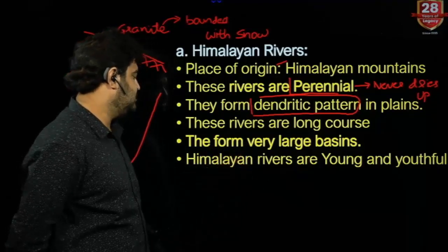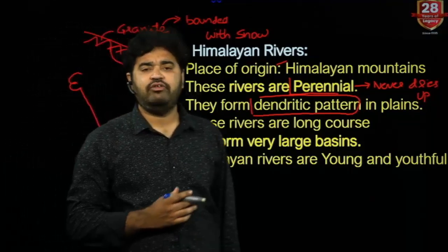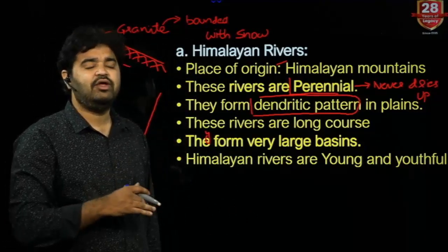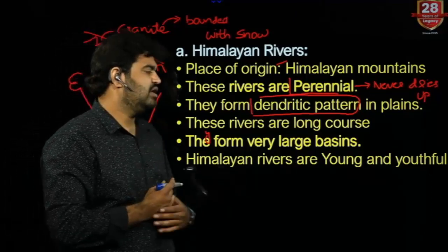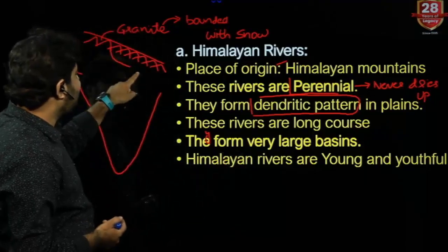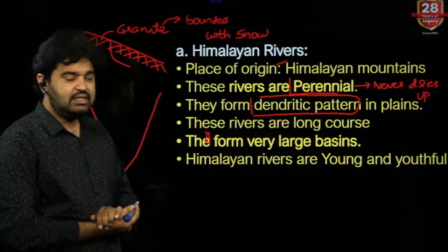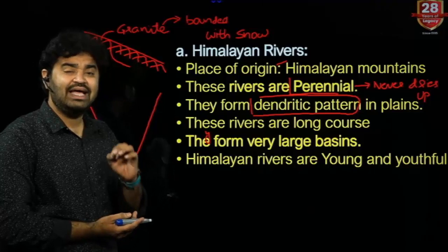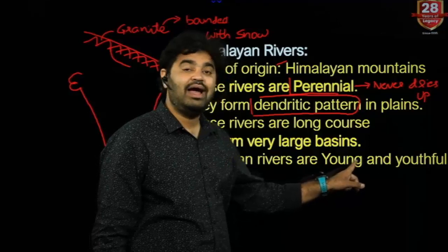They form very large basins. Basin means the catchment area of a river. The tributaries and the main river, the flows and the catchment area of a particular river, is called the drainage basin. Himalayan rivers are young and youthful. They are very young because they start after the melting of ice or glacier, and they are in the youthful stage. Youthful stage means that as these rivers are in the starting stage, they flow with great speed. Because of that, Himalayan rivers are young and youthful.